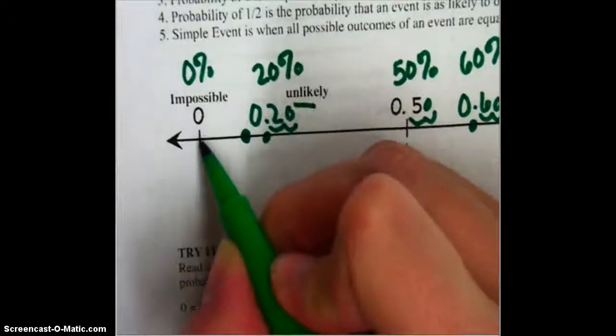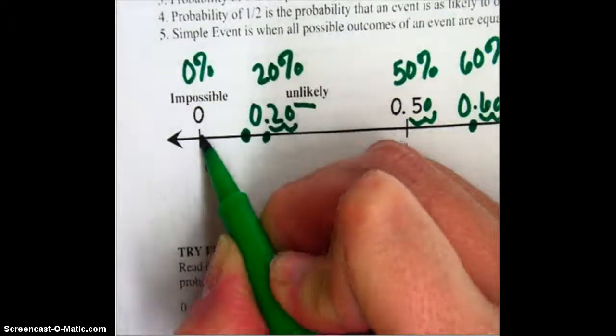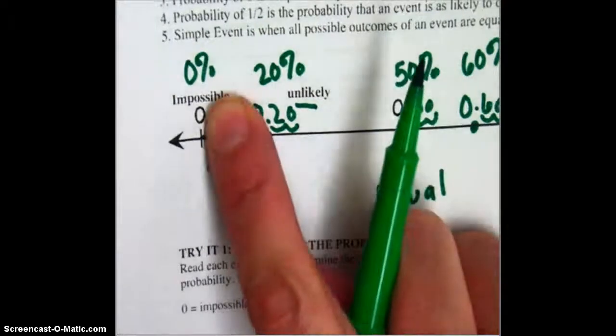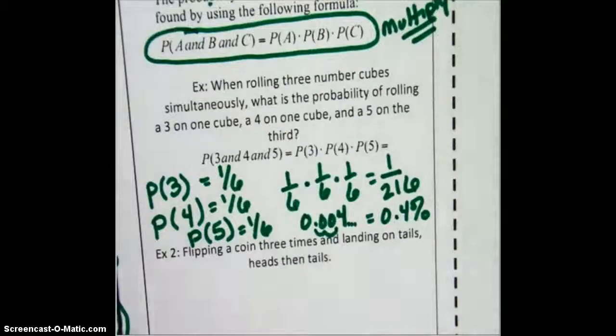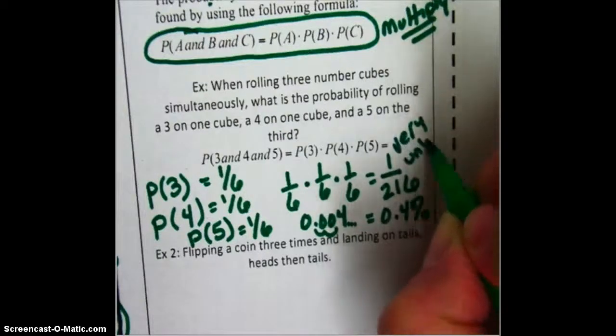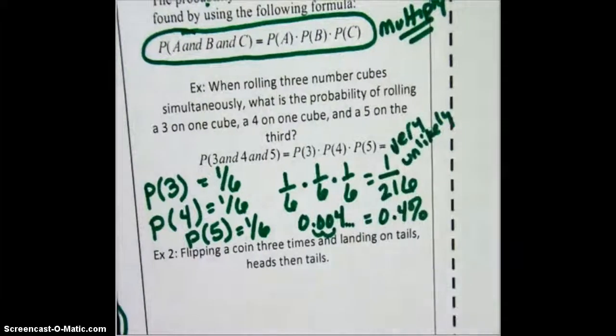And so if you look at this on the likelihood scale, it's as close to 0 as 0 could possibly get. It is so close that it's close to impossible. It's not impossible, but it's close to impossible. So I'm just going to say very unlikely. It's very unlikely that that's going to happen.